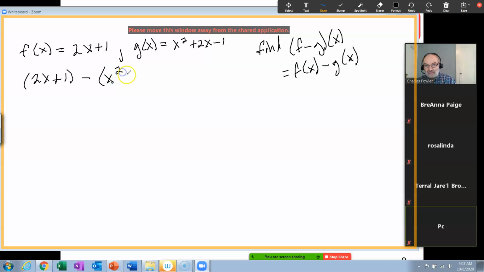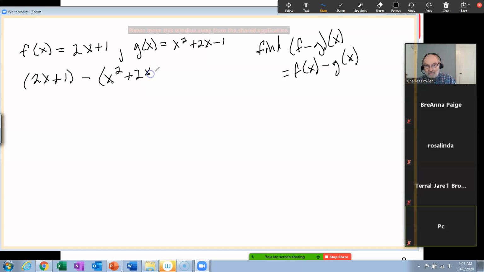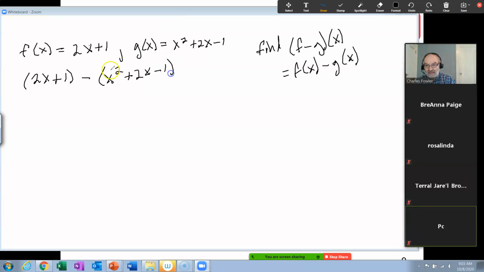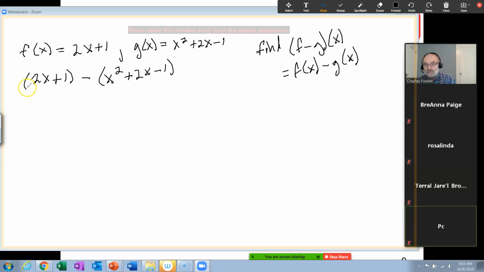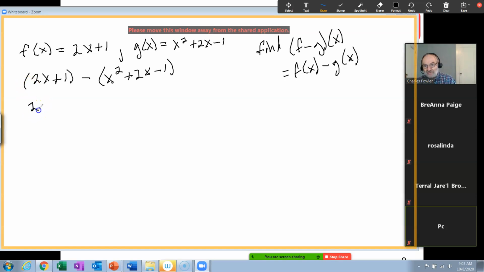Minus x squared plus 2x minus 1. Okay, so now I'm going to remove the parentheses. For the first one, all I do is get rid of them. That's all. 2x plus 1, because there's nothing in front of it to change it.